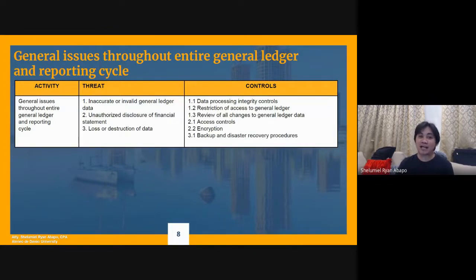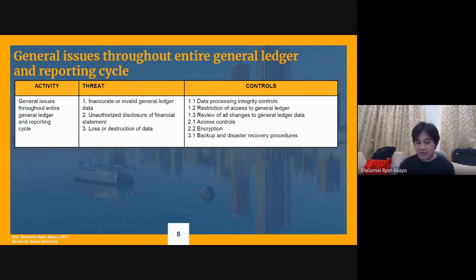You also have to limit the access of the individuals at these input terminals to the general ledger para they cannot correct the transactions or change the transactions that they have processed to reflect losses or to reflect theft made in that particular transaction.